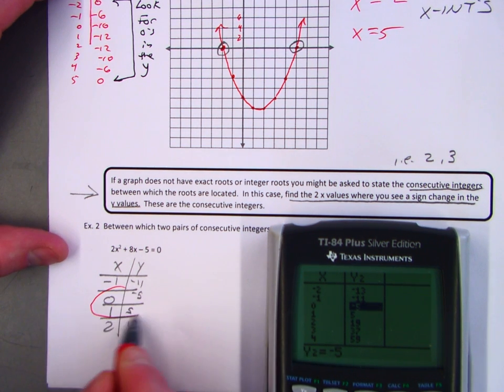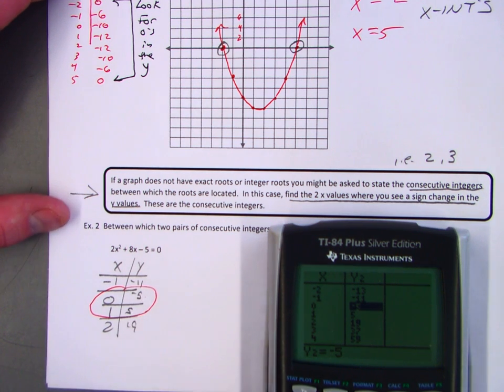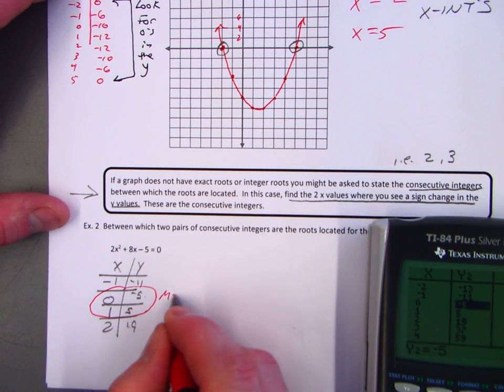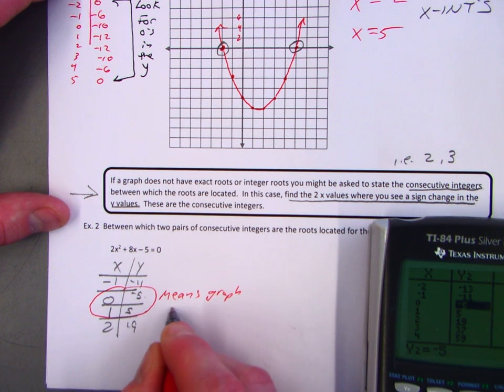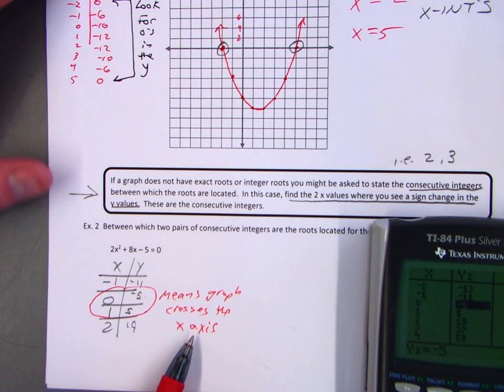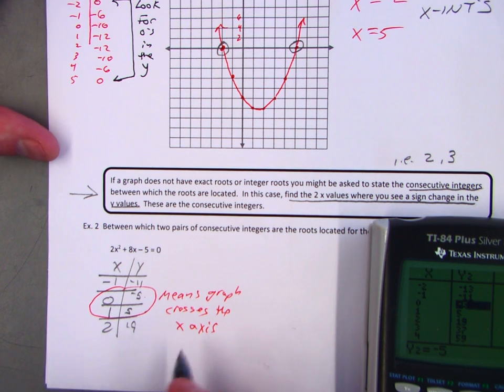Right in here, signs change from negative to positive. That means the graph crosses the x-axis. Since the roots are the x-intercepts, if it crosses the x-axis, there's the roots. So one of my roots falls between 0 and 1.